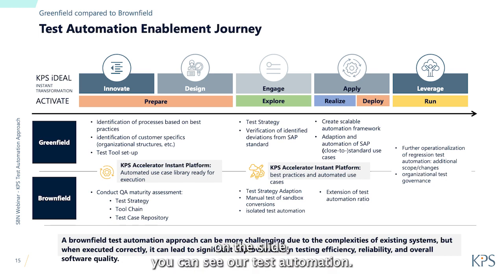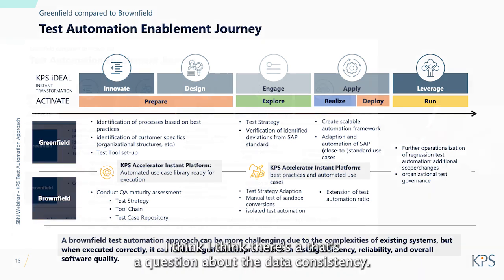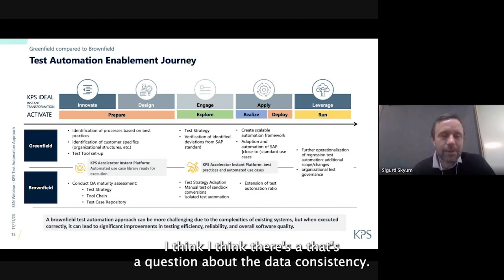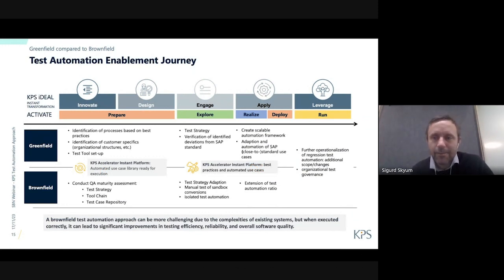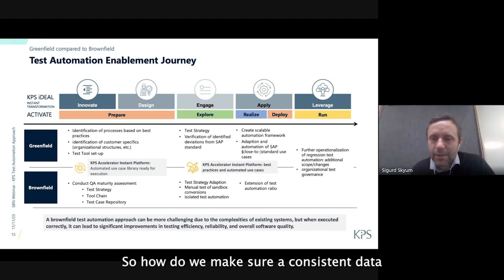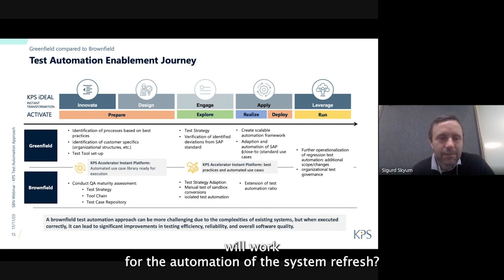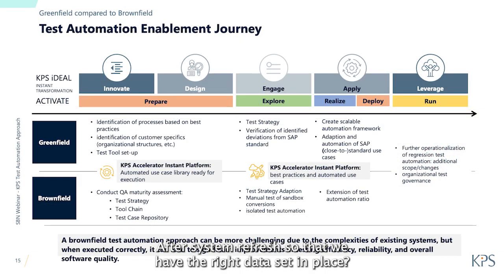On this slide, you can see our test automation. I think there's a question about data consistency: how do you make sure consistent test data will work for the automation after a system refresh, so that we have the right test data set in place? Is that the question? I'm not sure I understand correctly.